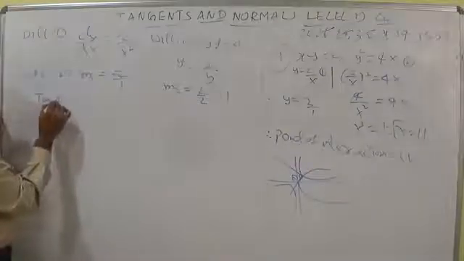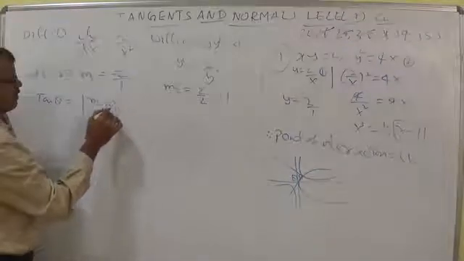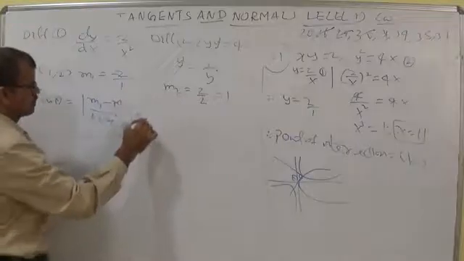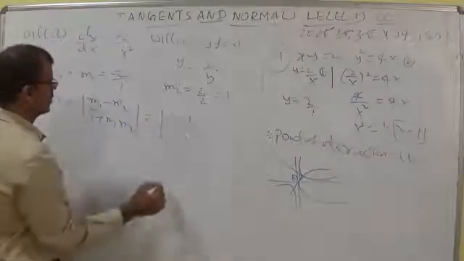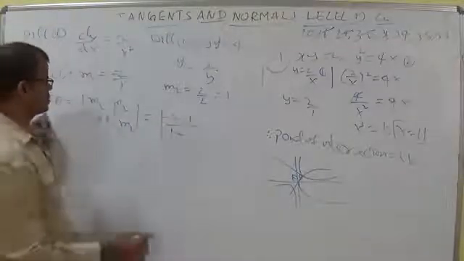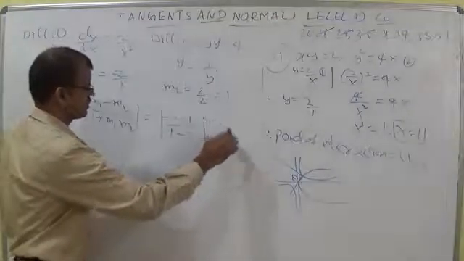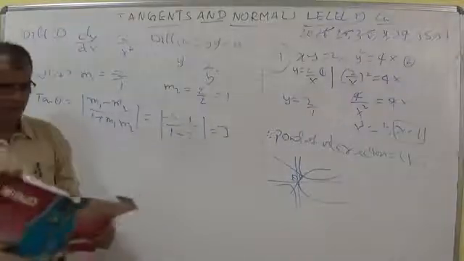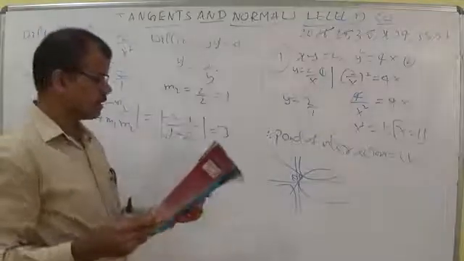We have the tan theta formula: modulus of m1 minus m2 by 1 plus m1 m2. Then tan theta is equal to m1, that is minus 2, minus 1, by 1 plus m1 m2. 1 plus m1 m2 means 1 minus 2 into 1, 1 minus 2, answer 3. So tan theta is equal to 3, you should write here. According to the options, this is the second option, according to the question. Next, 34th question.